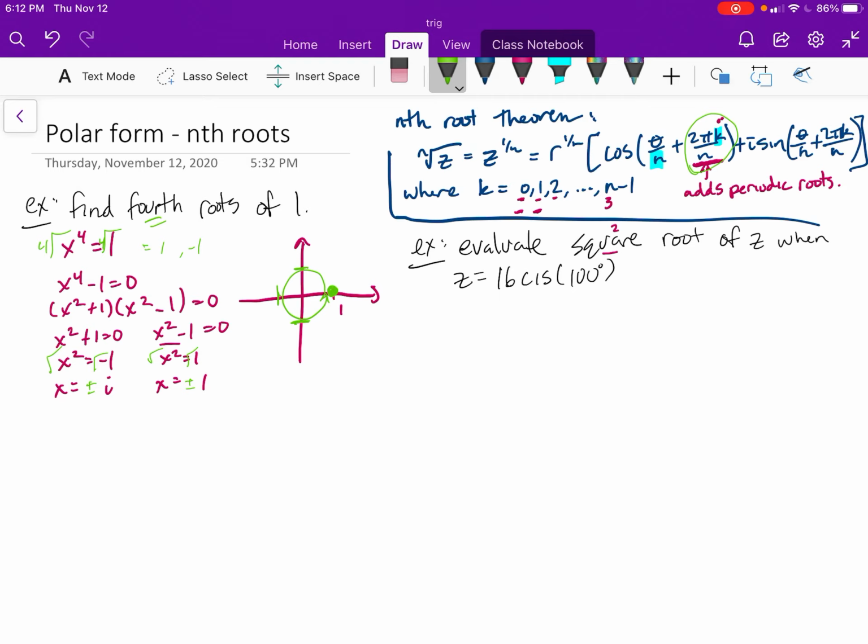Well, that makes sense because in the complex plane, this point here is 0 plus 1i, so it's i, and there's negative 1, and then here is negative i. All right, but now if I had changed this example to, all right, that works, find the cube roots.